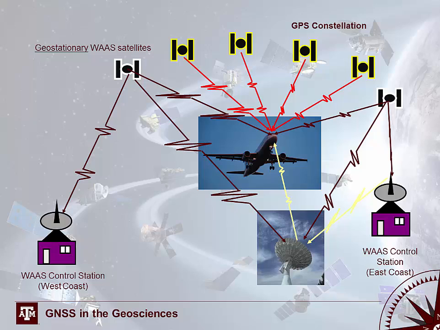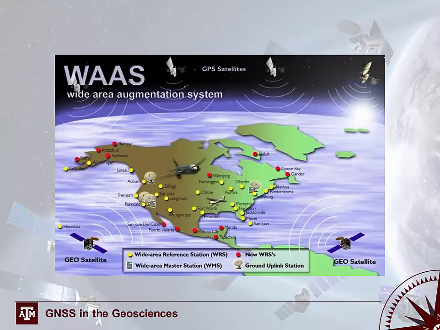So WAAS operates by a series of geostationary satellites, specifically put up for this augmentation system. There's a control station on the west coast and a control station on the east coast, and it operates as an augmentation to your traditional GPS constellation. Here we can see the GPS satellites and some of the Wide Area Reference Stations, or WRS, and the Wide Area Master Stations, or WMS, as well as the four uplink stations present.